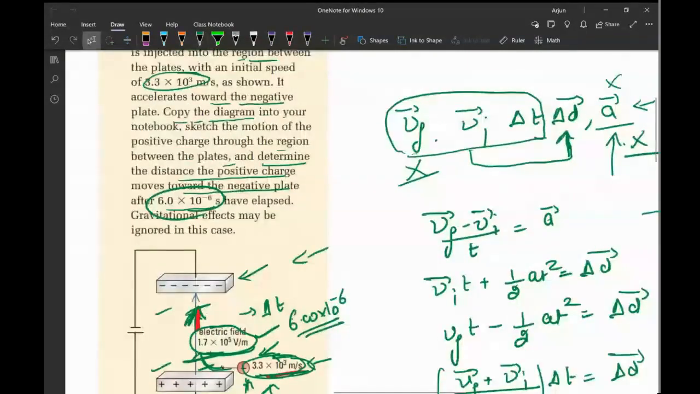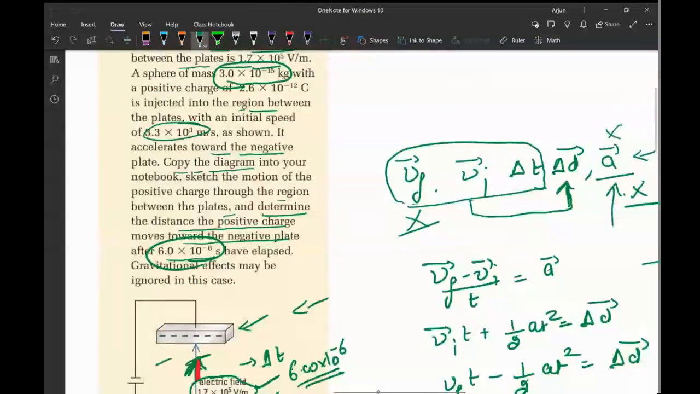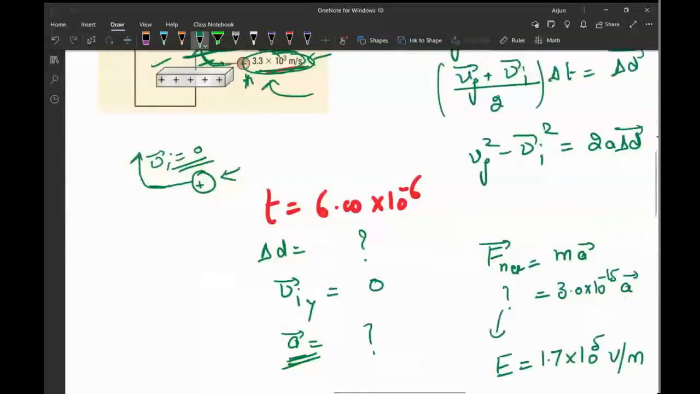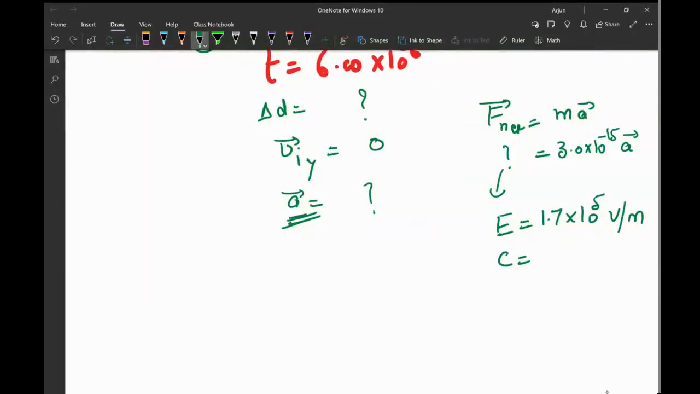So I will again look into here. We are given a positive charge of this much, 2.6 times 10 raised to power negative 12. So the charge amount is given to me, 2.6 times 10 raised to power negative 12. And then I know from chapter number 10 that force is equal to electric field E times Q. That's how we can find out the force.